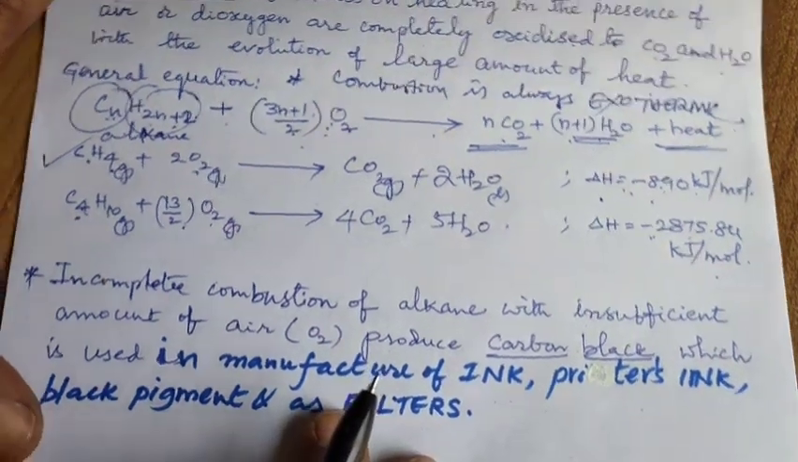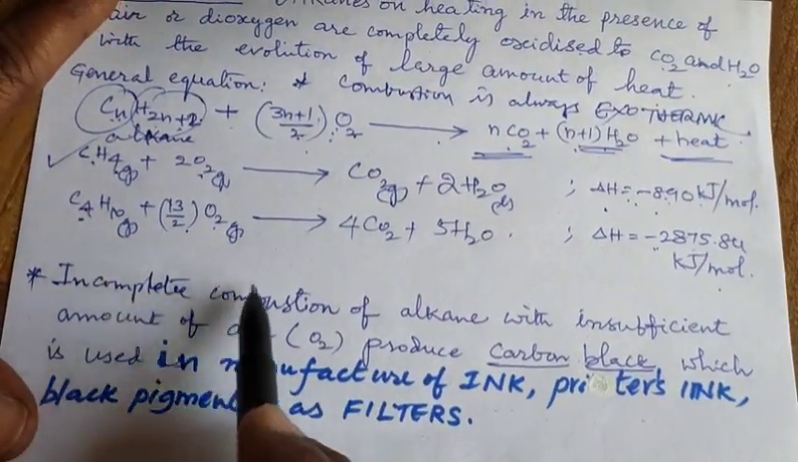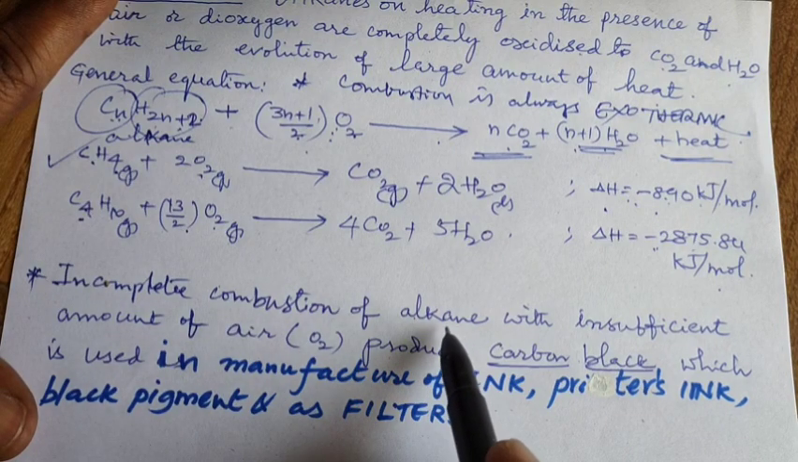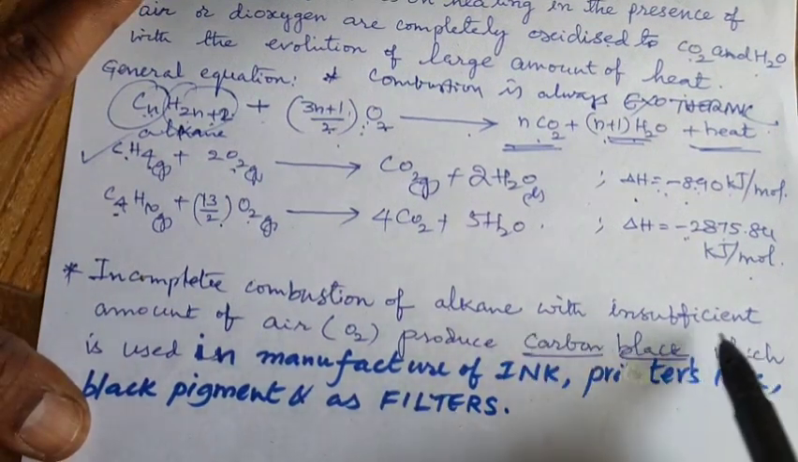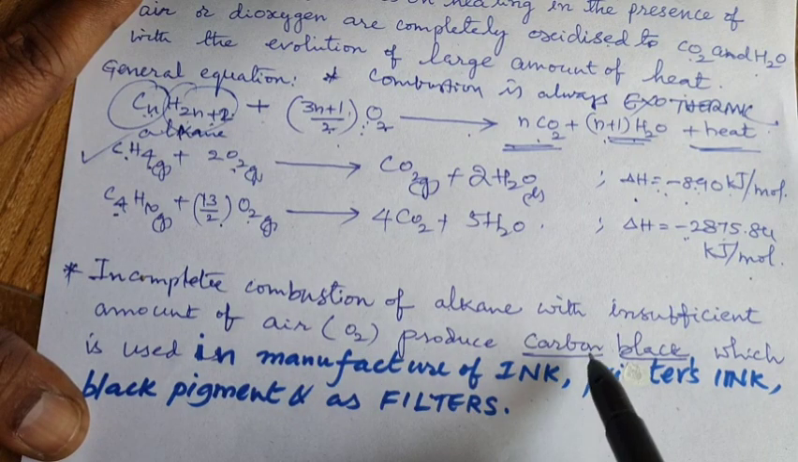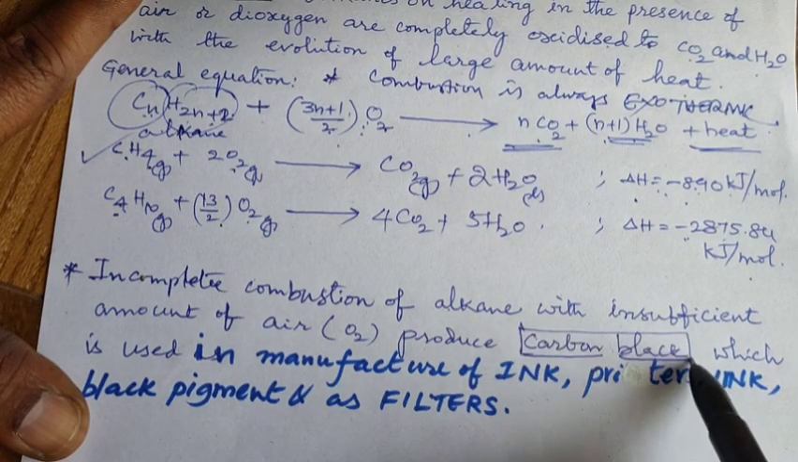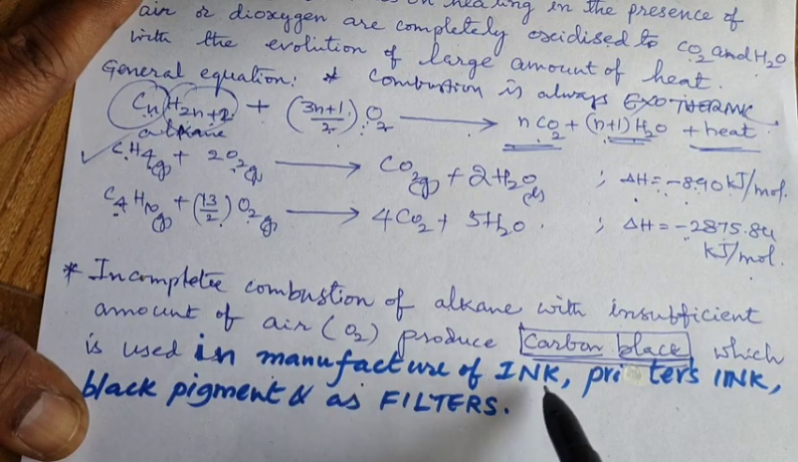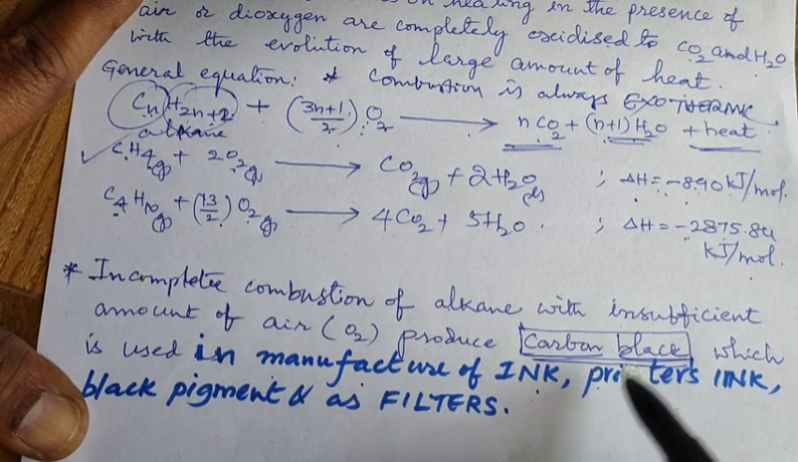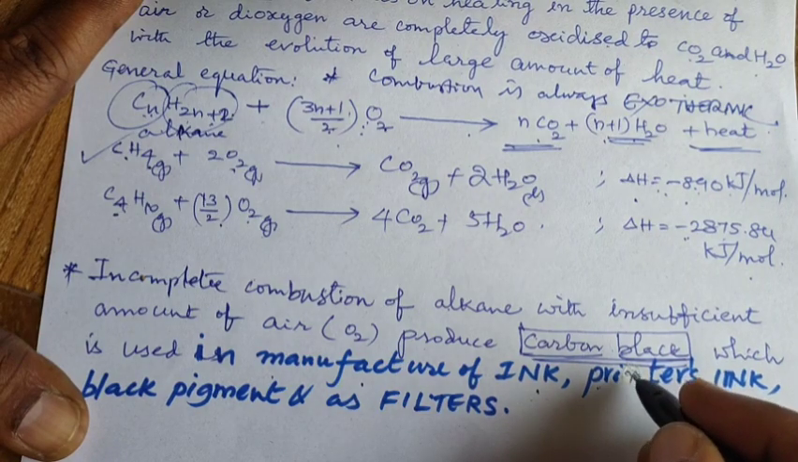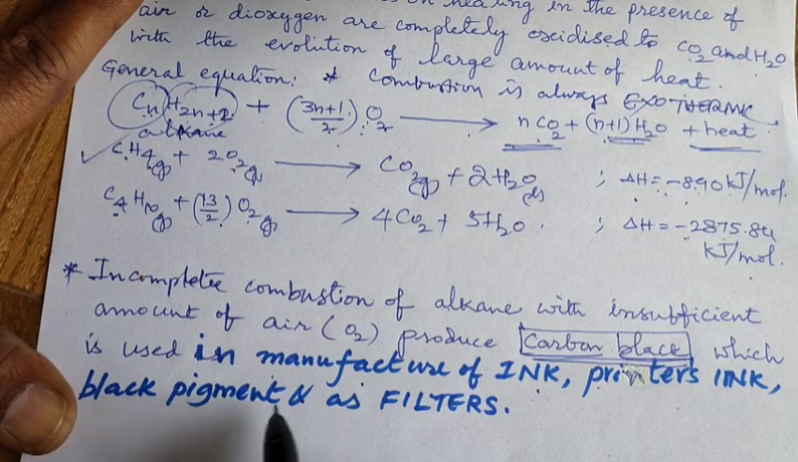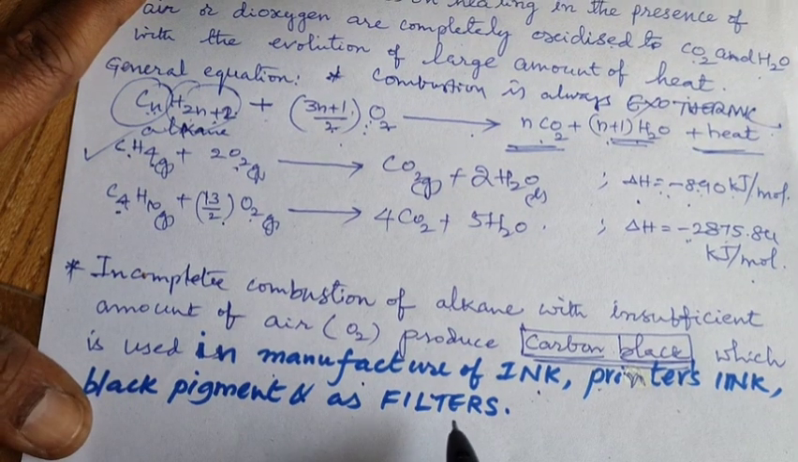Now observe, incomplete combustion means sufficient amount of oxygen is not supplied, and that undergoes incomplete combustion with oxygen and forms carbon black. A black material is resulted, which is used in the manufacturing of inks, printer's ink, black pigments as well as filters.